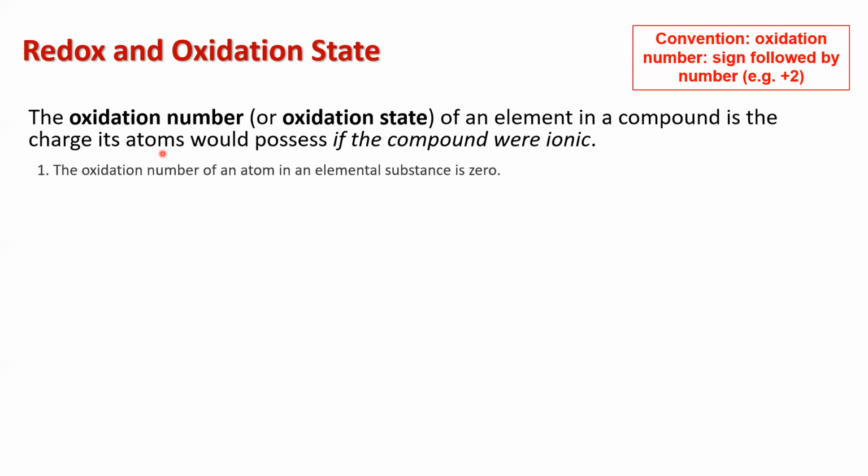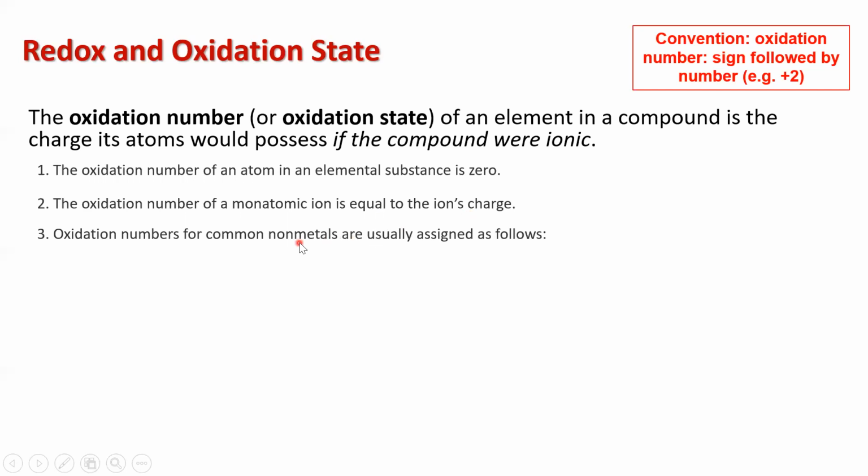So here are some rules. If we're looking at an atom in its elemental state, a pure atom, the oxidation number or the oxidation state is 0. If we're looking at a monatomic ion, the oxidation number is the same as the charge on that ion. And we can use the periodic table to figure out what those charges are.